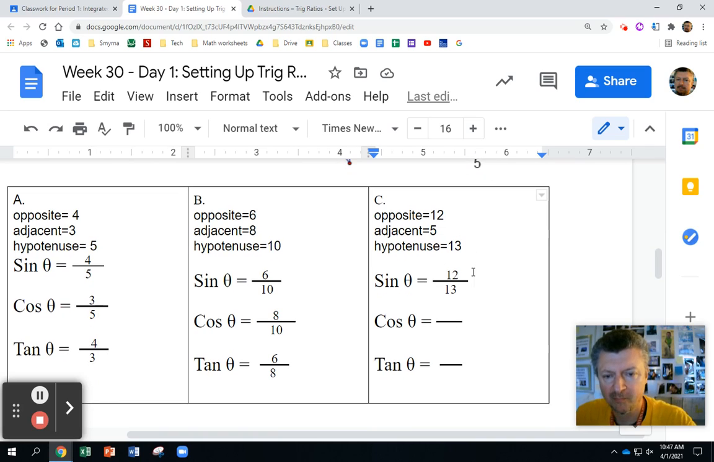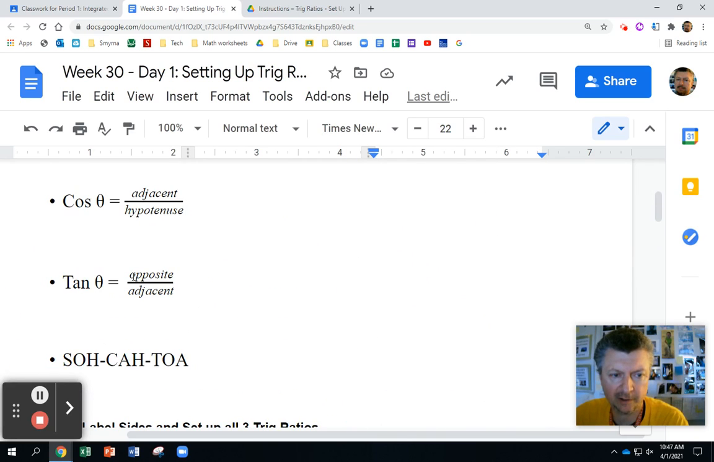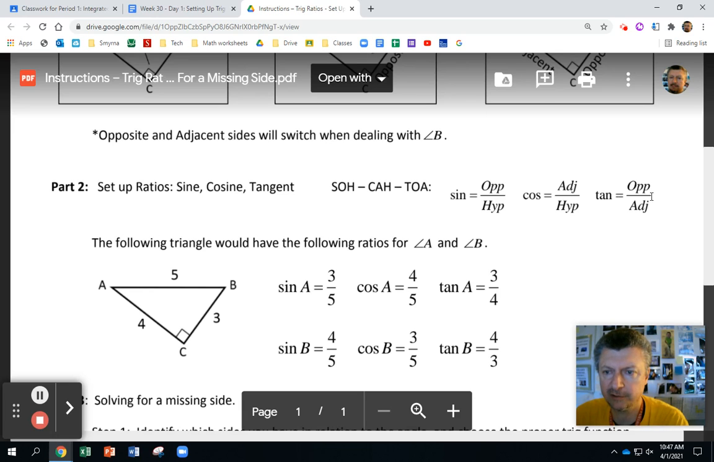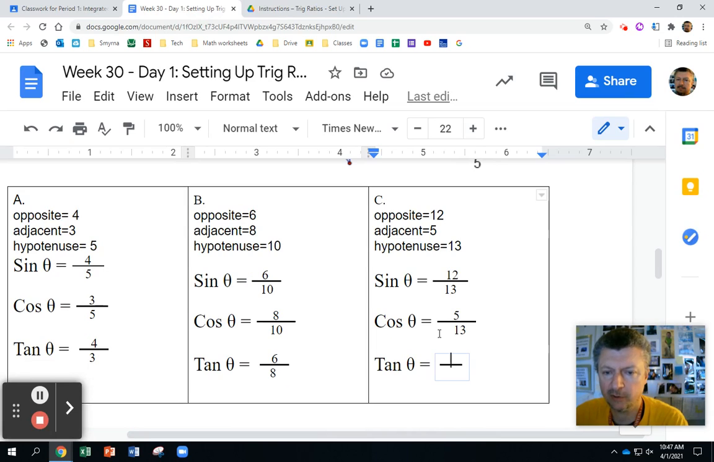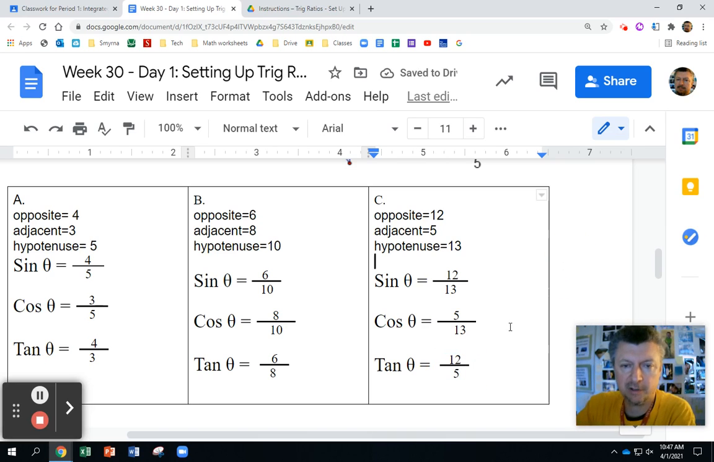Definitely going fishing. Cosine is adjacent over hypotenuse. 5 over 13. And the tangent is opposite over adjacent, right? And you can always check here again. You forget. There it is, opposite over adjacent. There it is on the instruction sheet. Opposite is 12. Adjacent is 5. All right, so there you go. That's how you set these up.